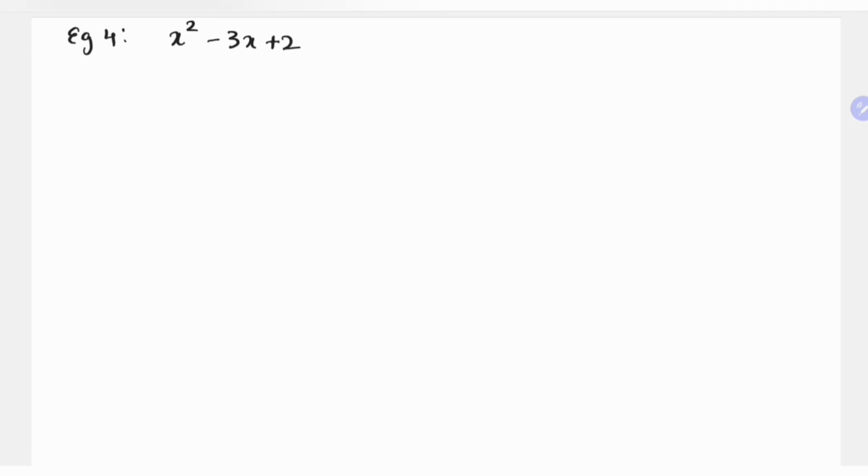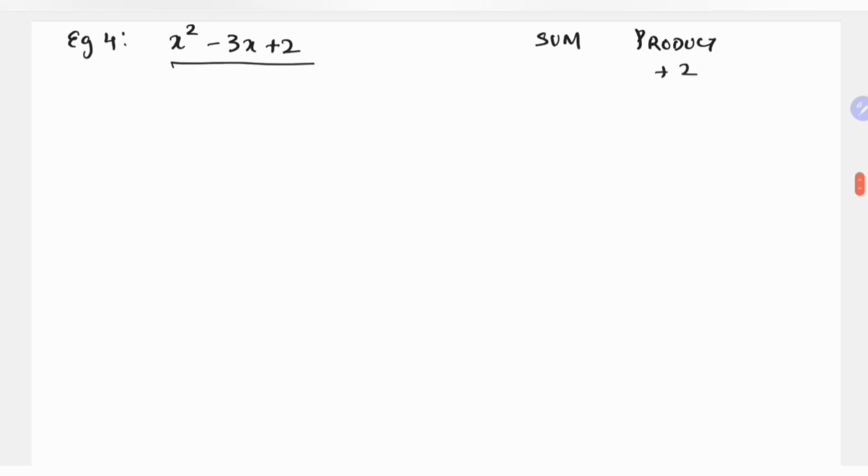Let's take another example where we have x square minus 3x plus 2. How do we get the factors here? Let's write sum and product. The product should be the number multiplied with the coefficient, which is 1, so you'll get plus 2, and sum should be nothing but minus 3, this number. So it will be minus 3.